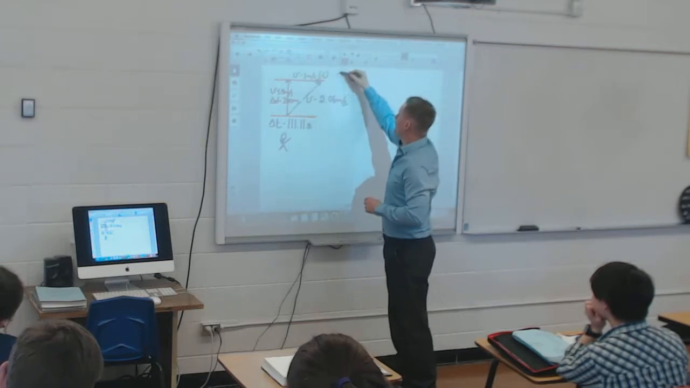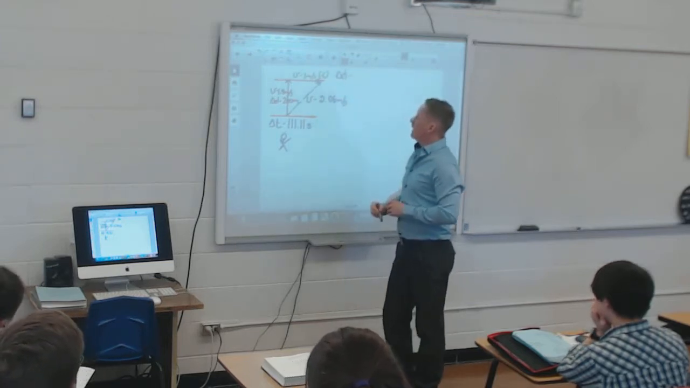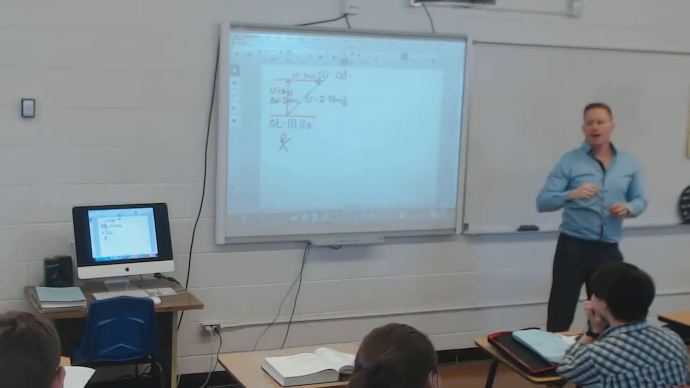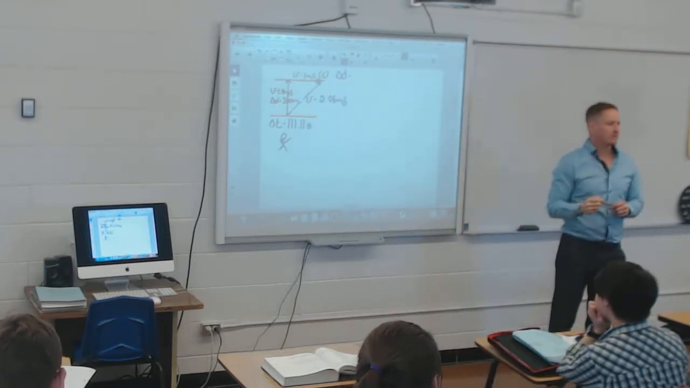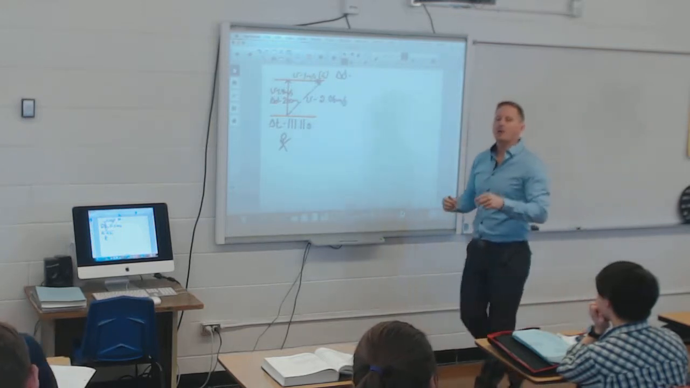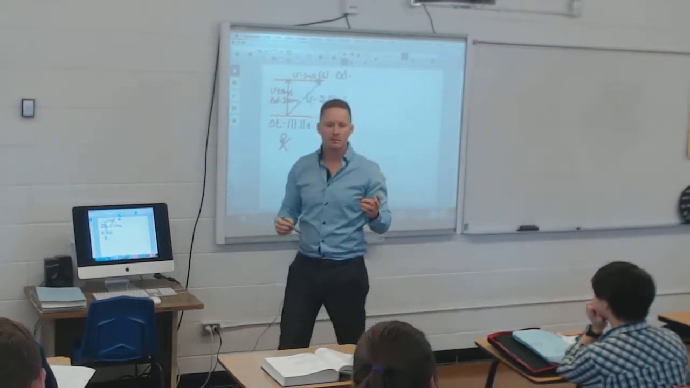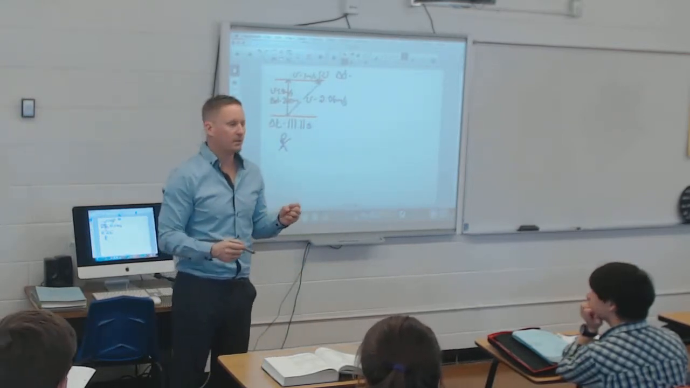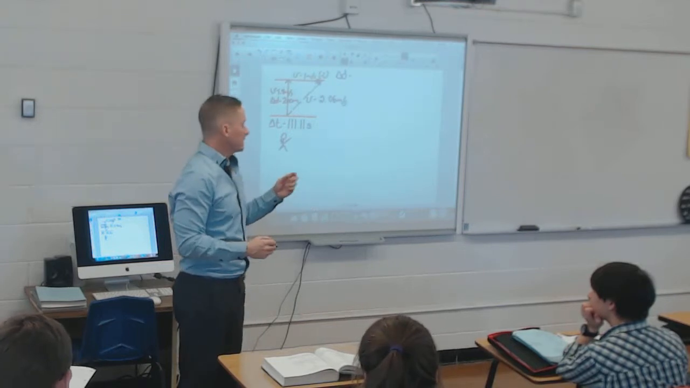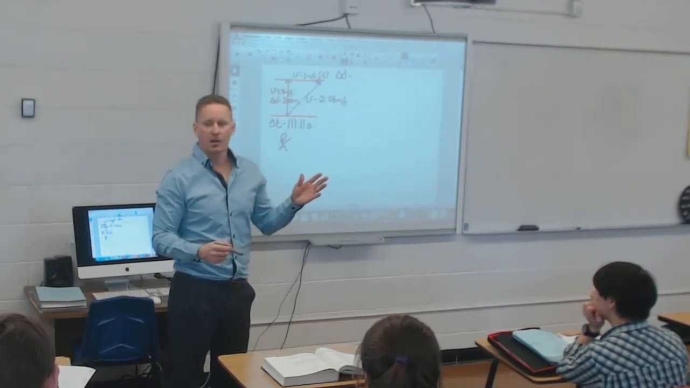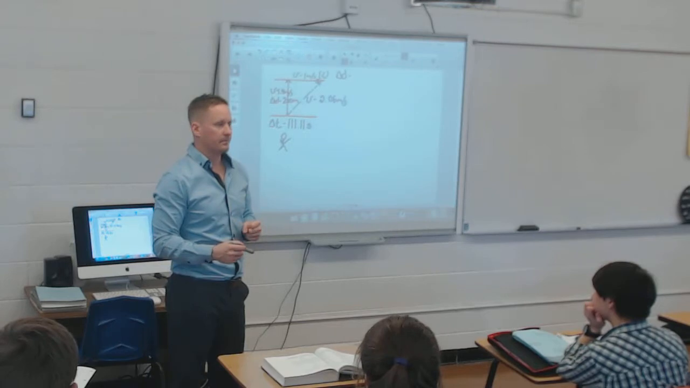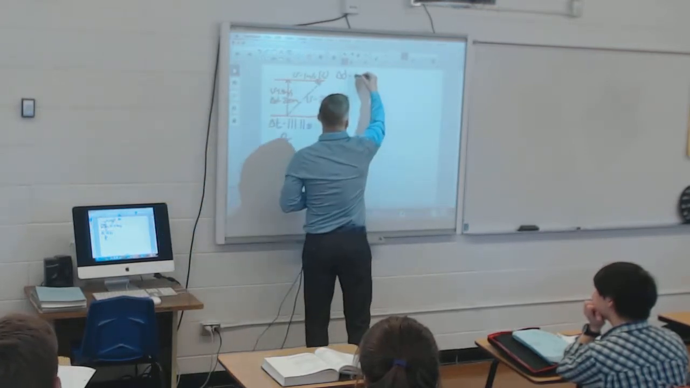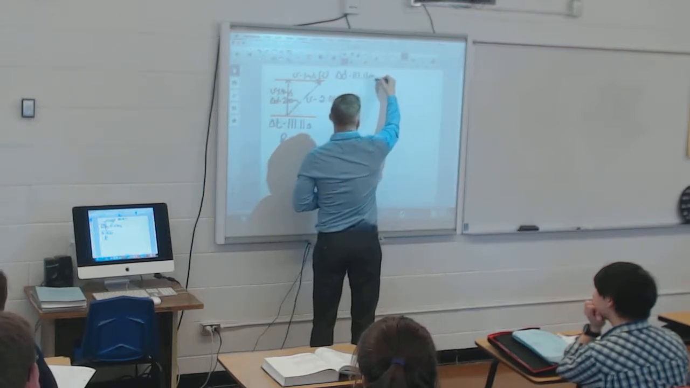Well, let's find out how far that is. I want to know, how far downstream is she going to end up? Well, how fast is the current moving her? 1 meter per second. How long is the current moving her for? 111.11 seconds, right? So how far downstream did she end up? 111.11 meters.